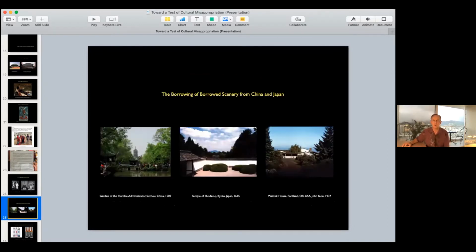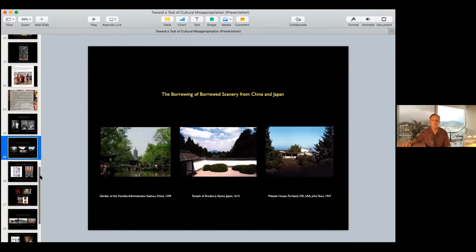Borrowed scenery, you've all heard of this. It comes originally from China. It was borrowed from China and incorporated into Japanese gardens. And then certain Western artists, in this case John Young, a Northwest modernist from Portland, borrowed it again. And I would argue that this is culturally significant and probably would be recognized by somebody from Japan, possibly somebody from China. That may be a questionable example.